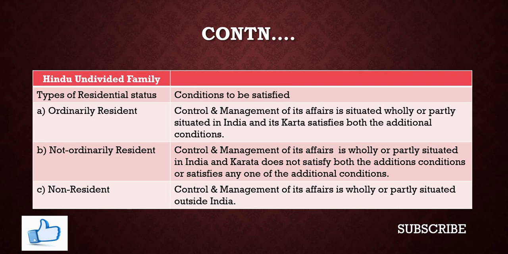Now let us discuss control and management. If the decision making authority is vested in India either wholly or partly, it is called control and management of affairs wholly or partly situated in India. For example, assume that an HUF conducts 12 meetings, and out of 12 meetings, 8 meetings are conducted in India itself. That means the control and management of its affairs is situated in India itself.